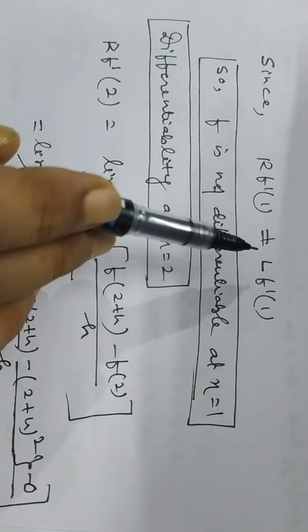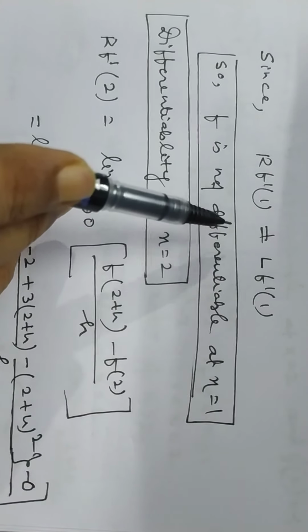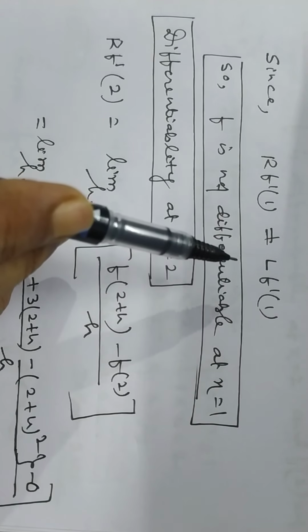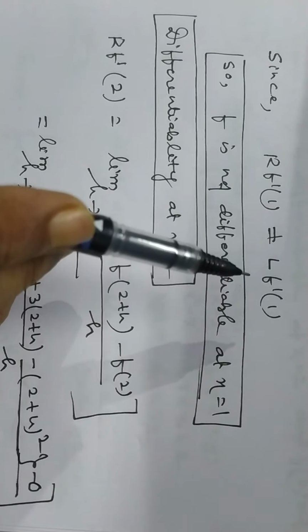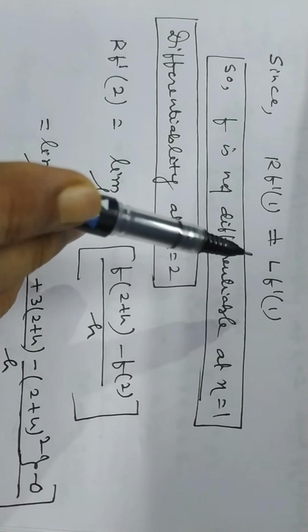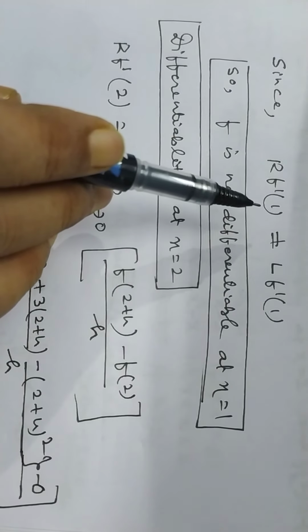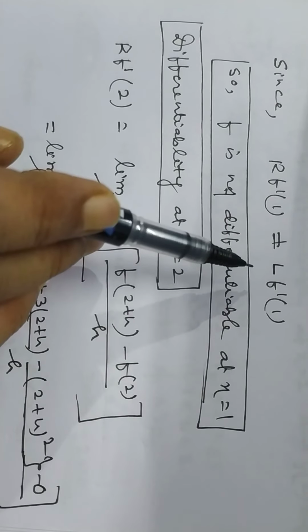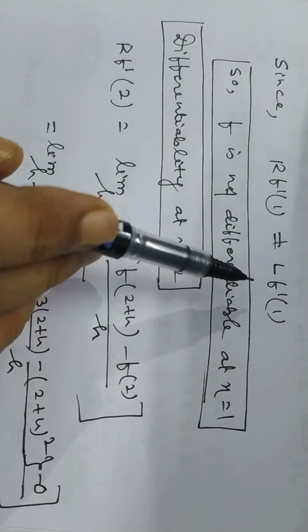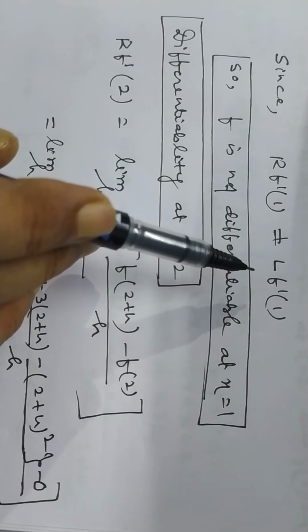So while solving the problem of differentiability, you must decide what will be the value of the function for the right hand side derivative and what will be the value of the function for the left hand side derivative. This is very, very important. I hope you have followed me.